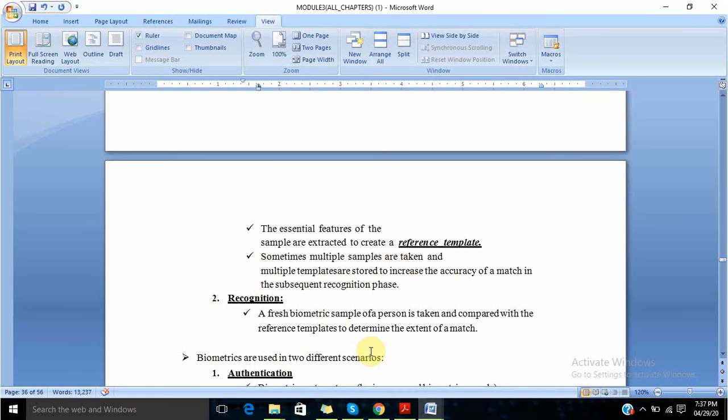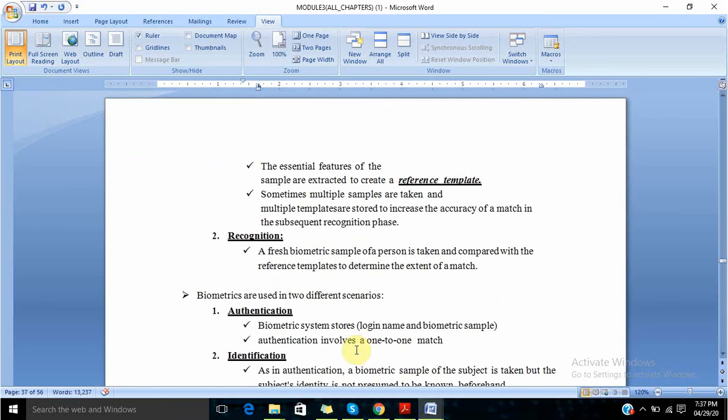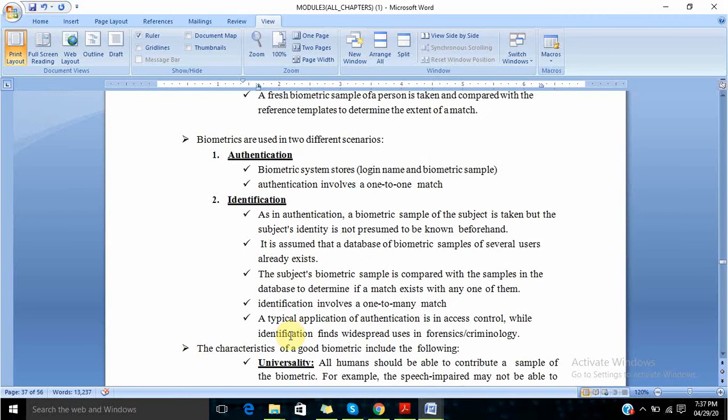So there are two scenarios here. One is the authentication scenario and one is the identification scenario. In an authentication scenario, the biometric system stores the name and the biometric sample, which I have already told you. So it involves a one-to-one match.